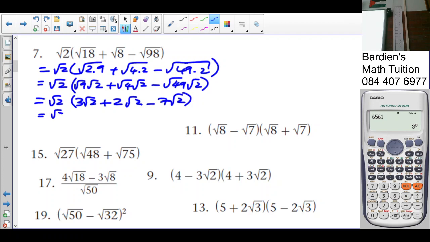As you can see, it's like terms inside the bracket. So 3 root 2 plus 2 root 2 is 5 root 2. 5 root 2 minus 7 root 2 is negative 2 root 2. Negative times positive is negative. Root 2 times 2 root 2 is 2 times root 4, which is 2, which is negative 4 as your answer.